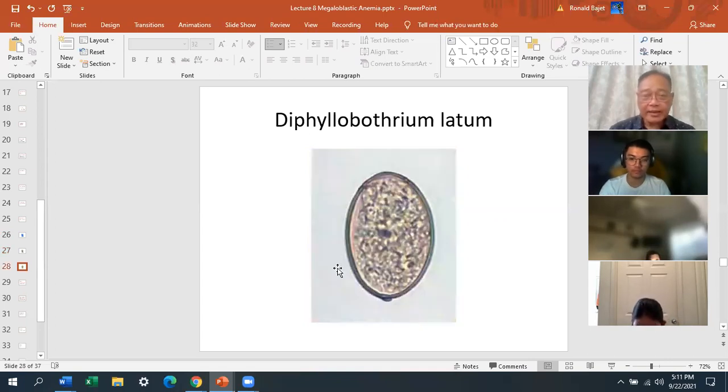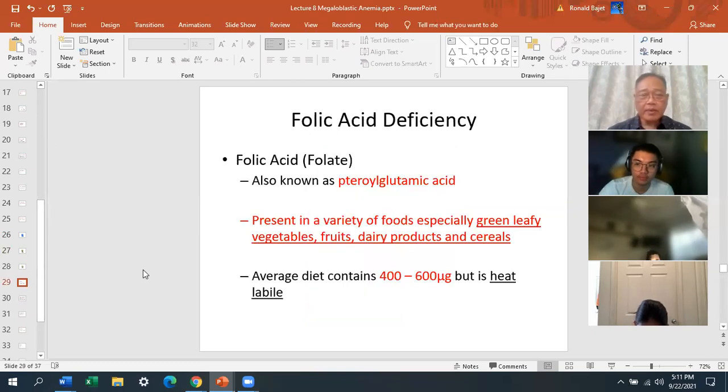And this is the egg, D. latum. This is a D. latum egg. At the end of this course, you'll know, next semester, you'll know how to identify these eggs.